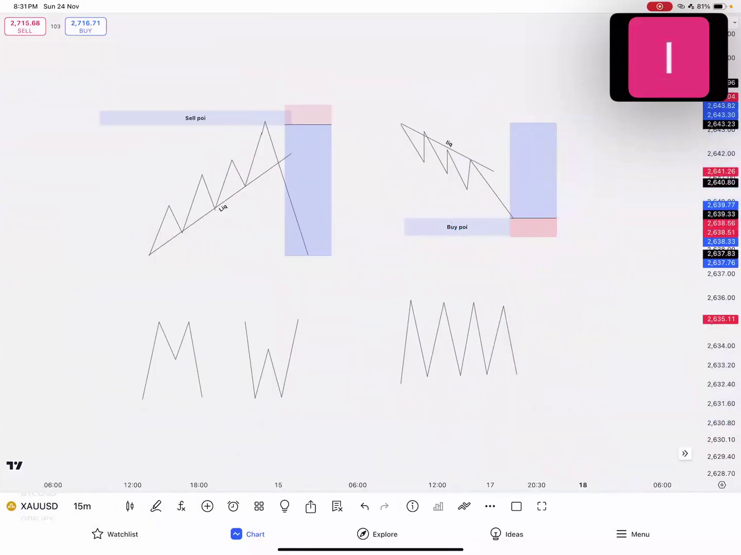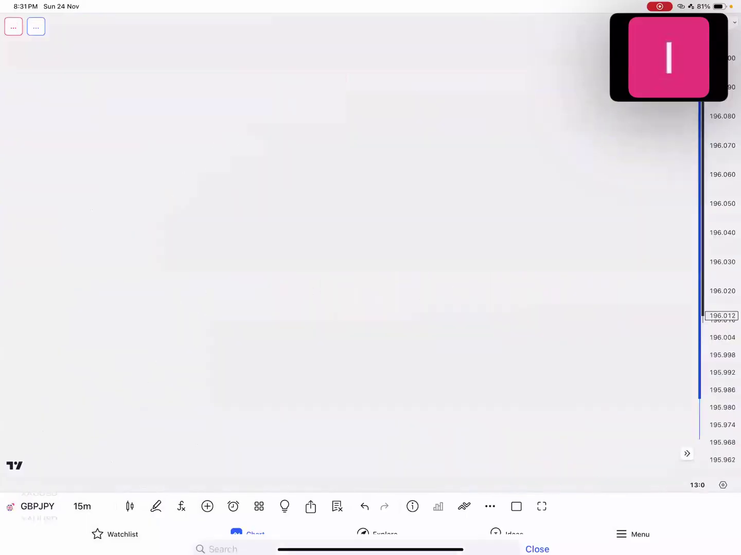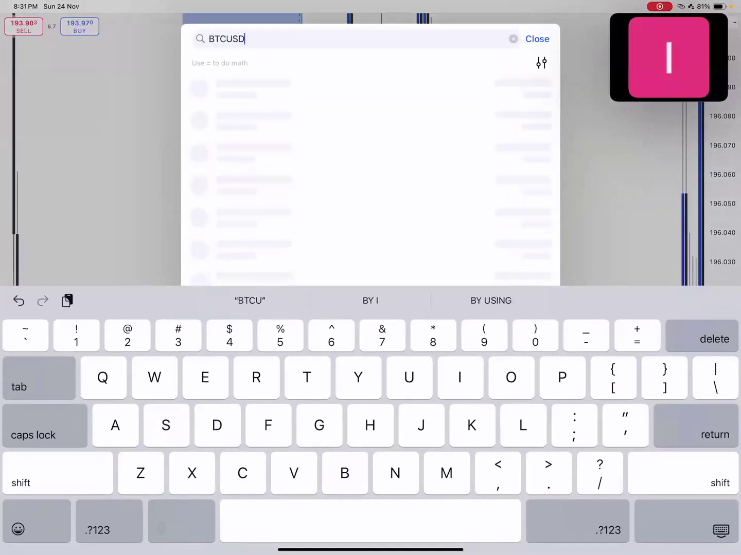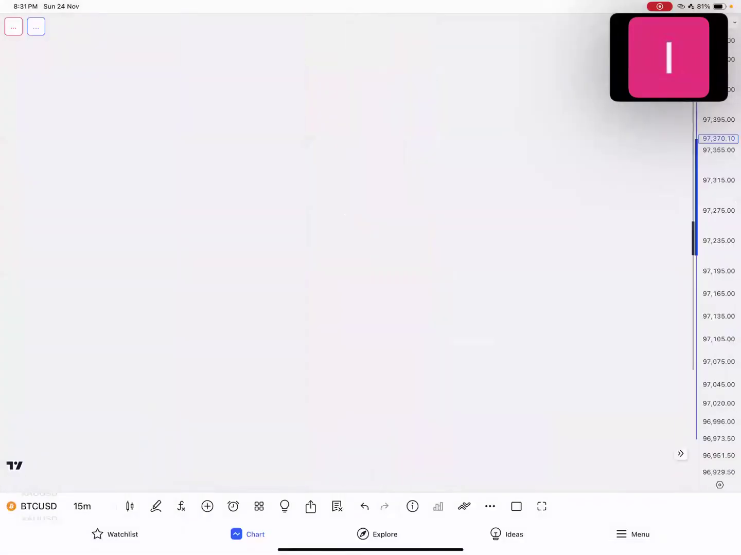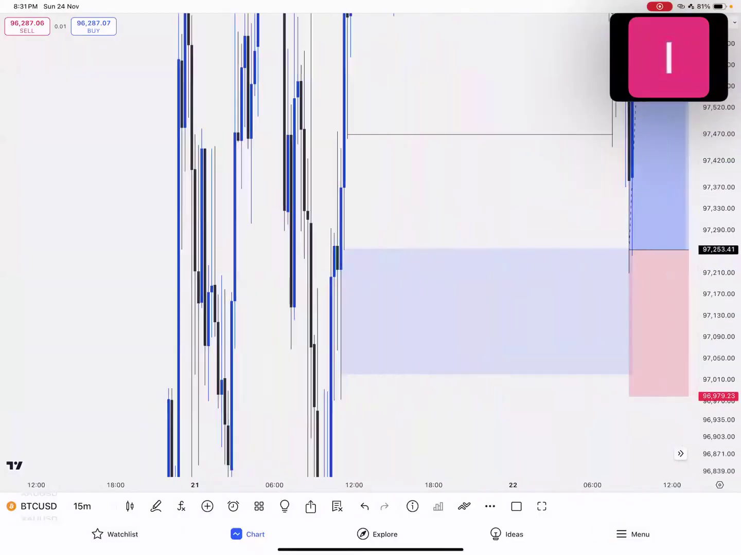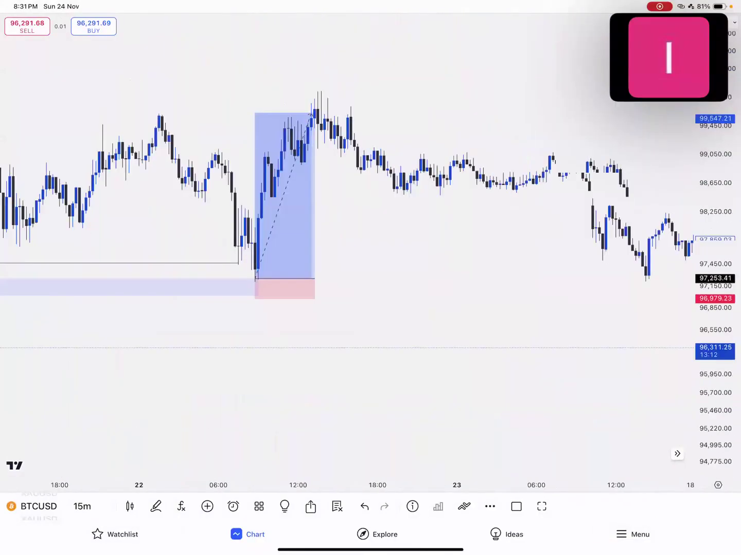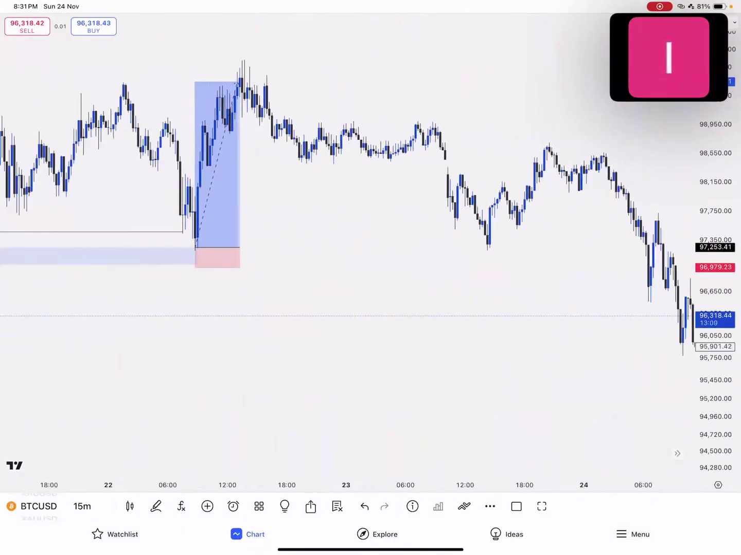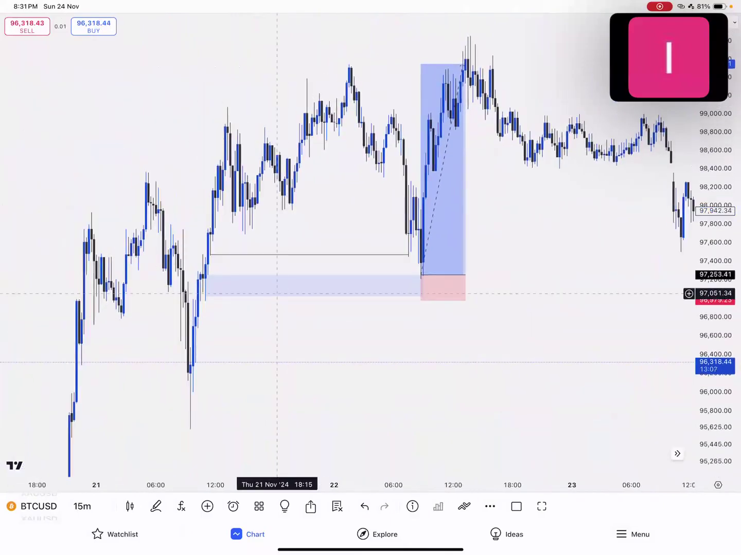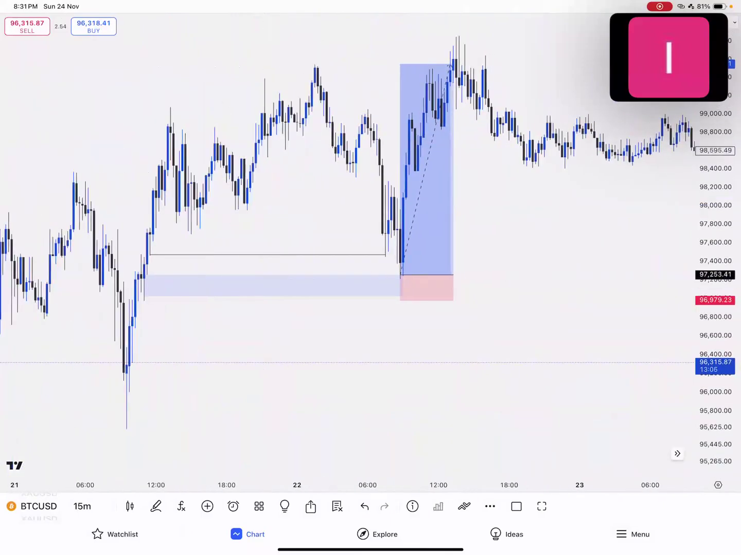So I will look for a chart on BTC. So this is the BTC chart. This is our buy POI, our order block, our buy point of interest.